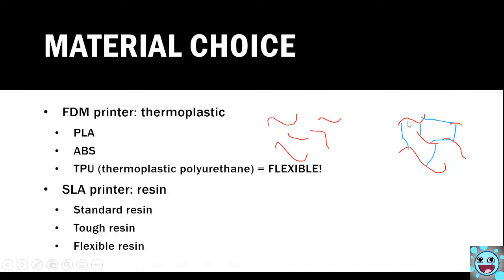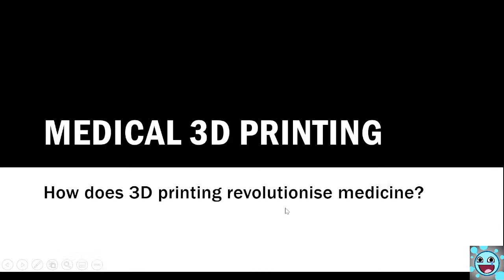And what are these blue lines here? They are the cross-linking materials. The cross-linking material could be anywhere, but it is also provided in the resin. There are also some types of resin available: standard resin, tough resin, and flexible resin. We will talk about it later. And then we come to the second part of our talk. What does 3D printing have to do with medicine and the biomedical world?